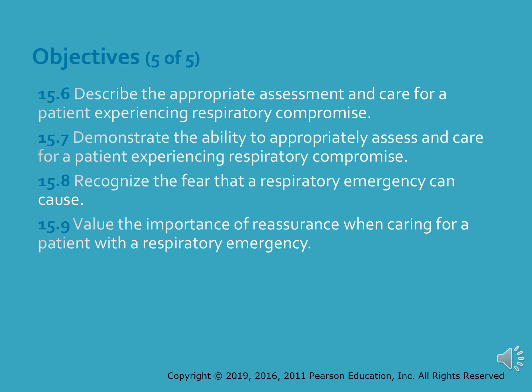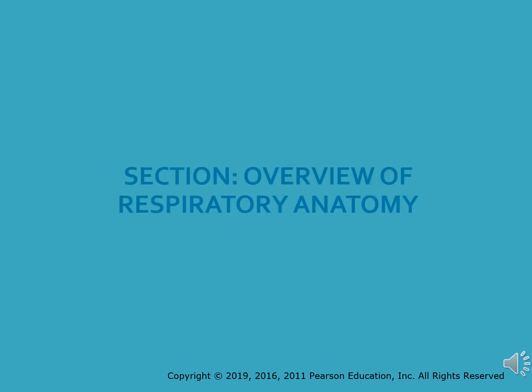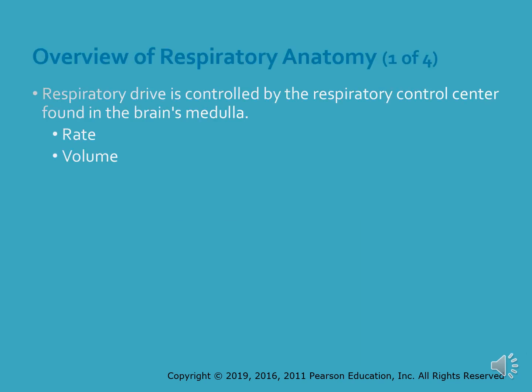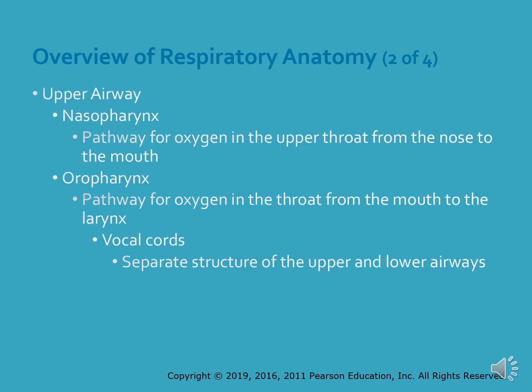with a respiratory emergency. In this section, we're going to talk about the overview of the respiratory anatomy. We're going to do a quick overview of the respiratory anatomy. I think that was back in chapter 4 that we had talked about anatomy. The respiratory drive, remember, is controlled by the respiratory control center found in the brain's medulla, and that controls the rate and the volume.